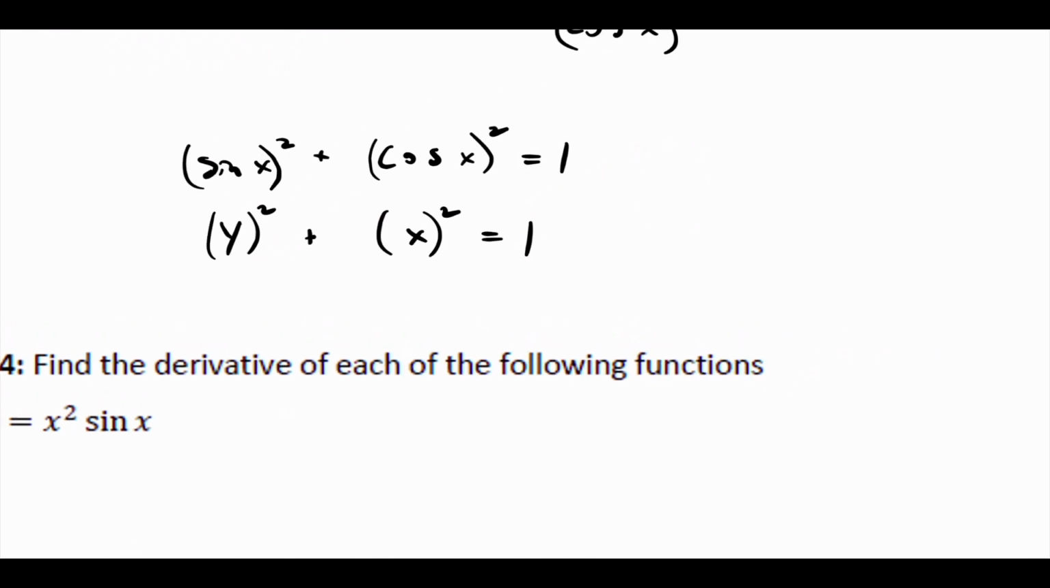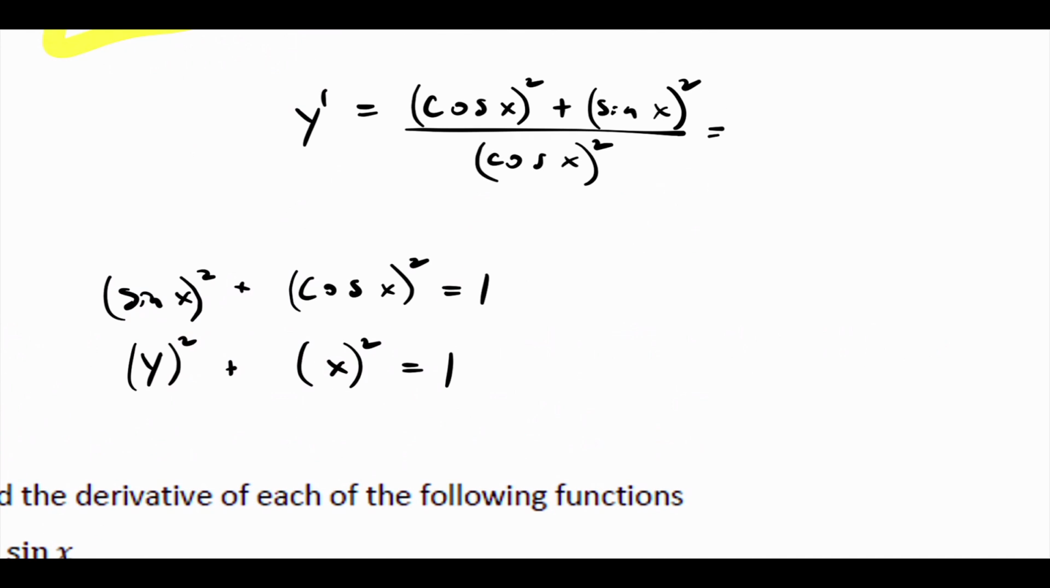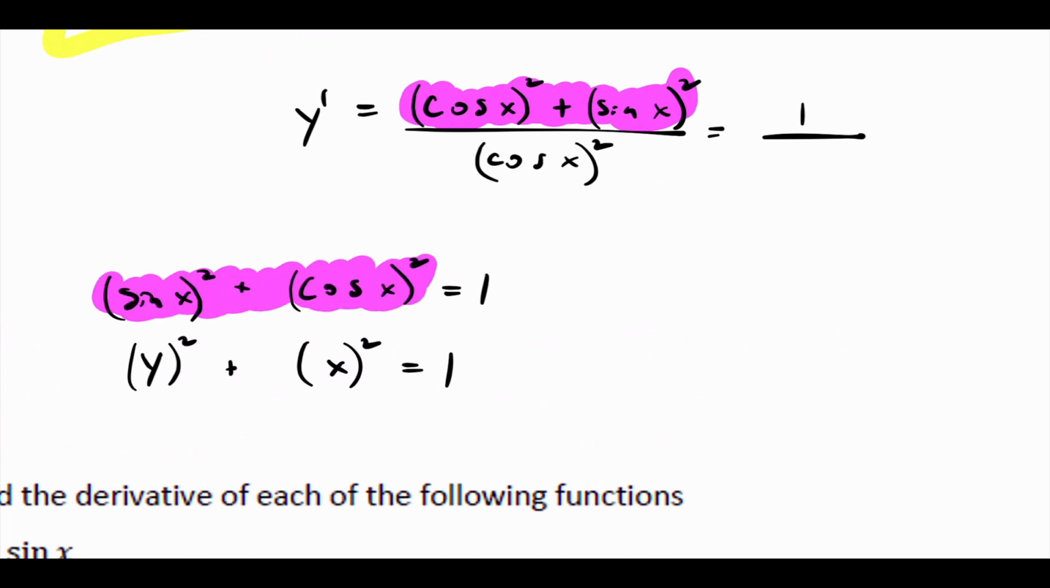So it's called the Pythagorean identity. Anytime we see that, we always change it to 1. This guy here is equal to this guy here. It just comes from the Pythagorean theorem, right triangles. That's why that's 1. Cosine squared stays cosine squared.